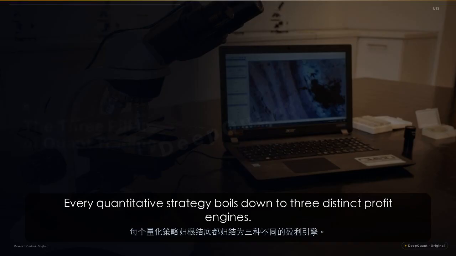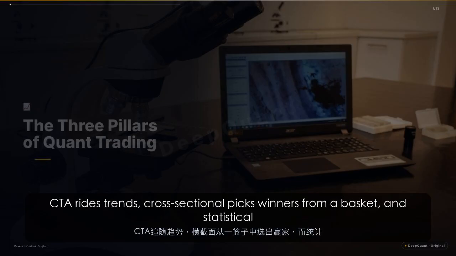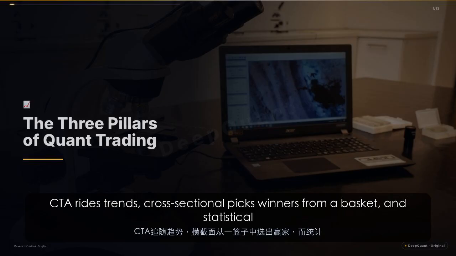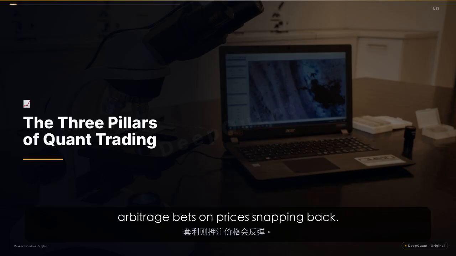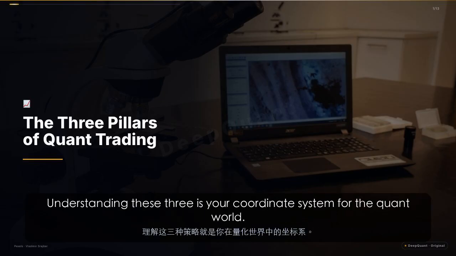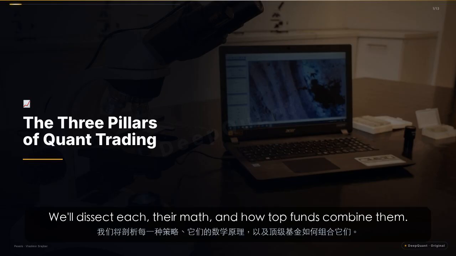Every quantitative strategy boils down to three distinct profit engines. CTA rides trends, cross-sectional picks winners from a basket, and statistical arbitrage bets on prices snapping back. Understanding these three is your coordinate system for the quant world. We'll dissect each, their math, and how top funds combine them.